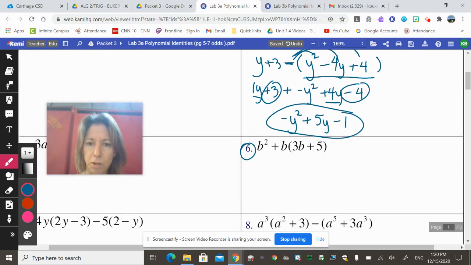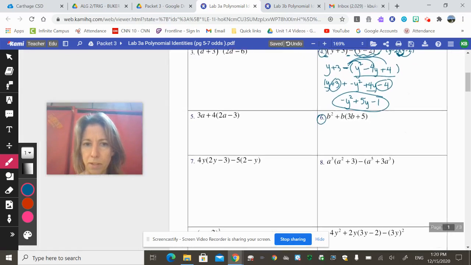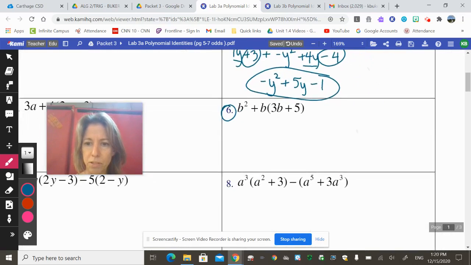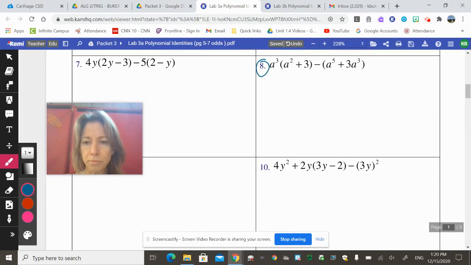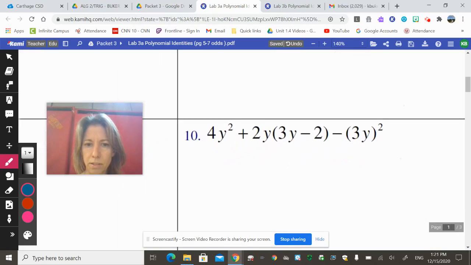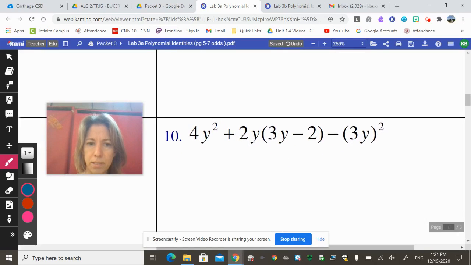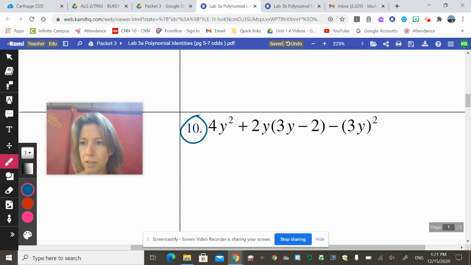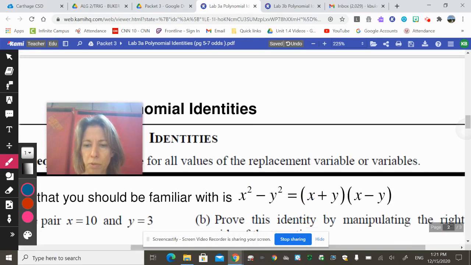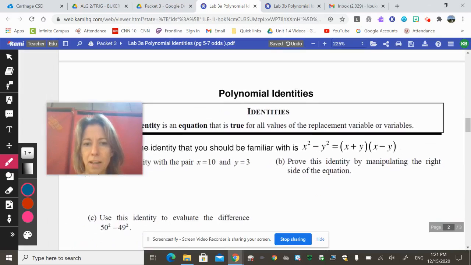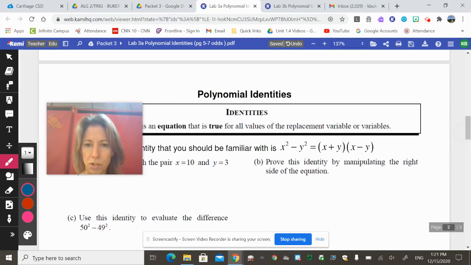Okay, 6 is going to be homework. I modeled number 5 in the previous notes. Okay, 8 is going to be homework. And 10 will be homework. Okay, just practice with polynomial operations. Okay, so when we get to page 6, we're really talking about the identities again. And remember, an identity is something that's always true.